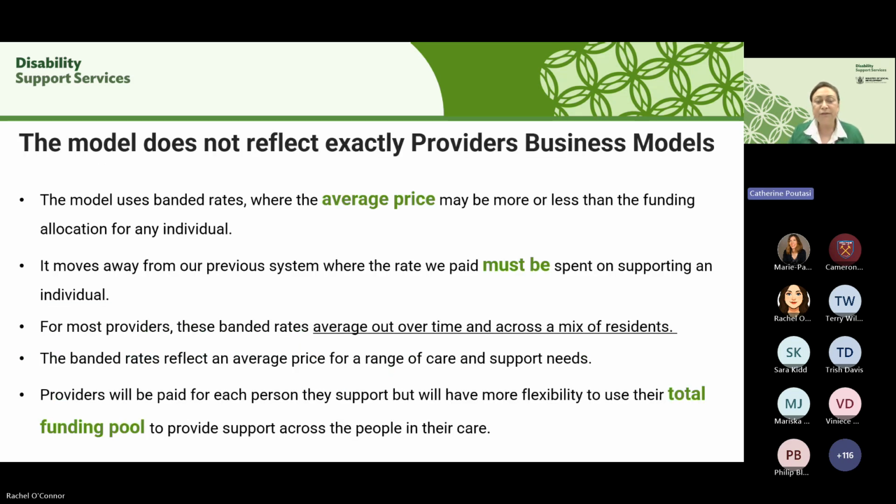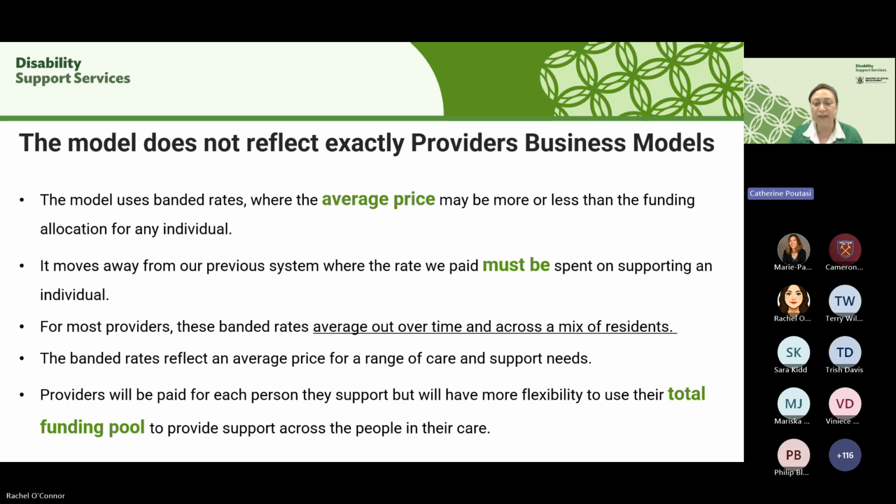Again, the model does not reflect exactly providers' business models. So we use banded rates where the average price may be more or less than the funding allocated for that individual. It moves away from our previous system where the rate we paid must be spent on supporting the individual. So for most providers, these banded rates will average out over time and across a mix of residences. The banded rates reflect an average price for the range of care and support needs of a person.